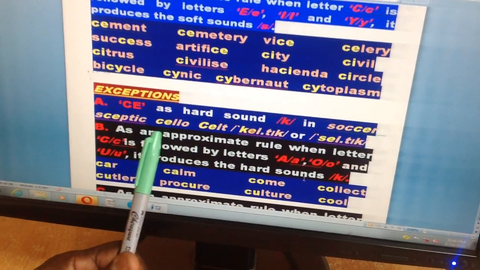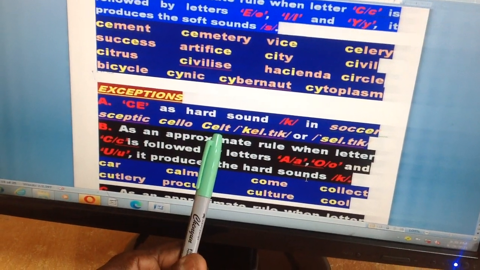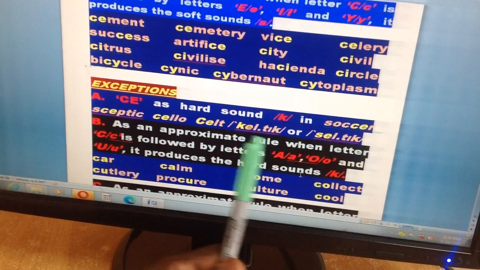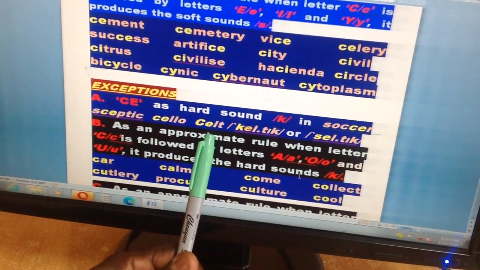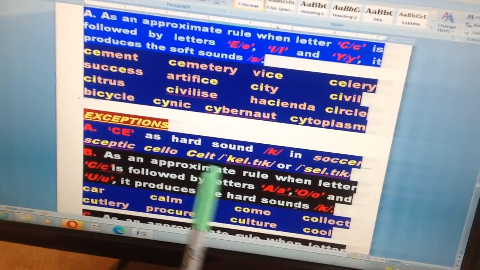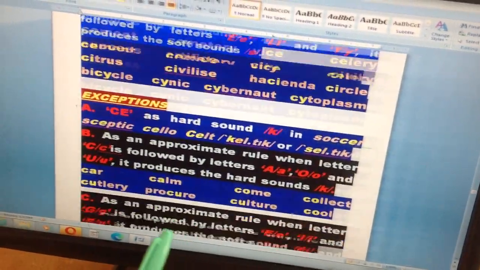A few exceptions are here. Skeptic, cello. We can say here Celtic or Celtic. Both sounds are acceptable, traceable in a dictionary, so there is no problem. But if you call it Celtic with a K, then that's a hard sound. Celtic with S is a soft sound, as we have said above.